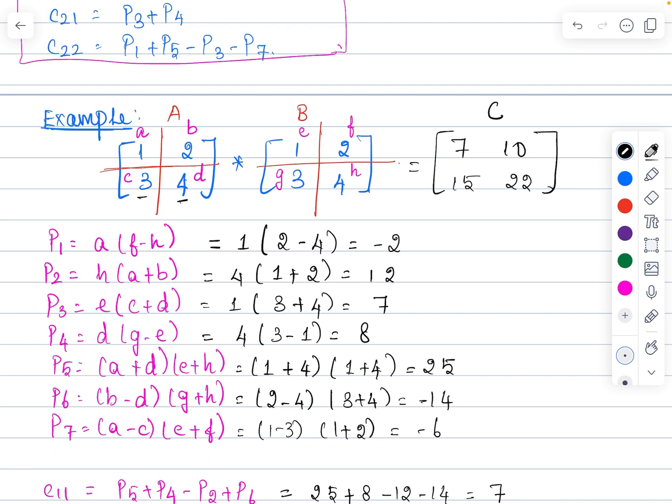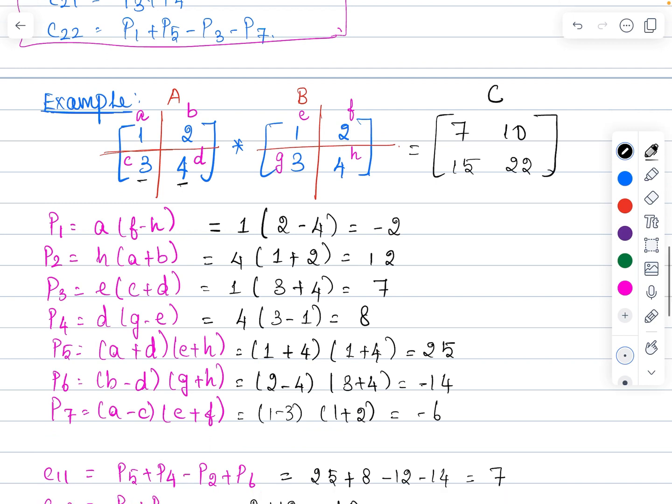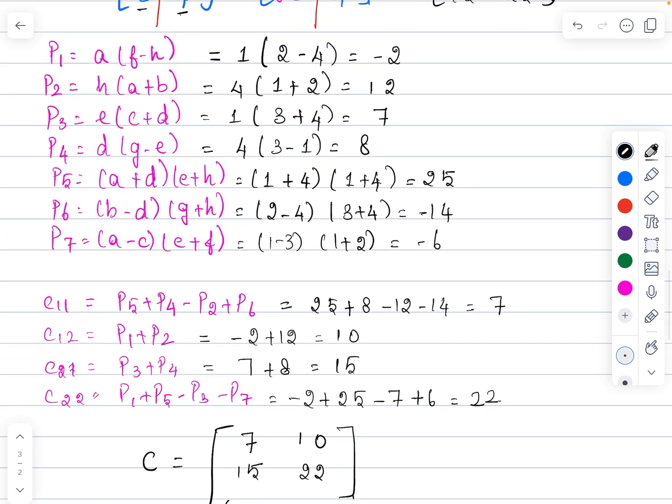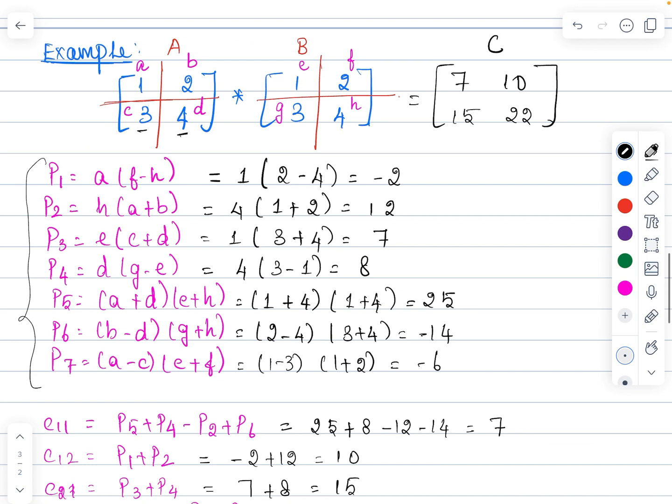This is how the Strassen's matrix multiplication algorithm works. It is the easiest method. Only these 7 formulas we are supposed to remember. Based on these 7 values only, the resultant matrix values can be computed. So this is how it works. If you check, A matrix size is 2 cross 2 and B matrix size is 2 cross 2, so the C matrix size is also 2 cross 2.